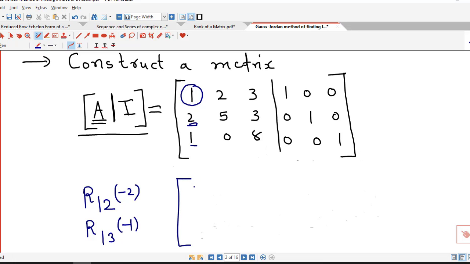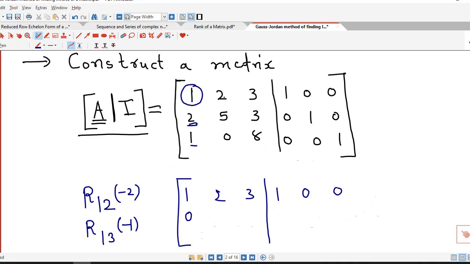So we write first row as it is: 1 2 3 1 0 0. Now we multiply first row by -2 and add here. So 1 into -2, which is -2 plus 2, 0.